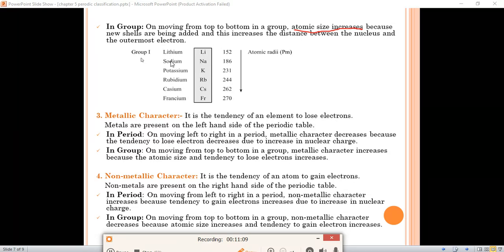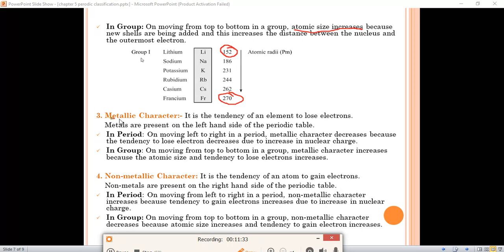For example, lithium, sodium, potassium, rubidium, cesium and francium. For this, you can see the atomic size is 152 for lithium, and for the last element, francium, it is 270. Atomic size is increasing. Why? Because the number of shells is increasing. So if a question is asked why in a group the atomic size increases, you have to write, in a group atomic size increases because new shells are added for each and every element.